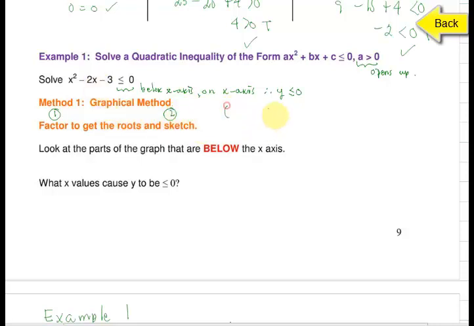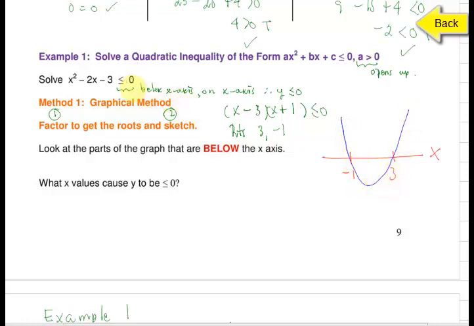Okay, so let's factor. x and x, factors of 3, that will give me 2, or 3 and 1. I want minus 3 and plus 1, so my roots are 3 and negative 1. All right, so I want to sketch that. So here is my x-axis. My roots are at negative 1 and 3. I have a parabola that is opening up because a is positive, and so I will sketch that so it opens up.